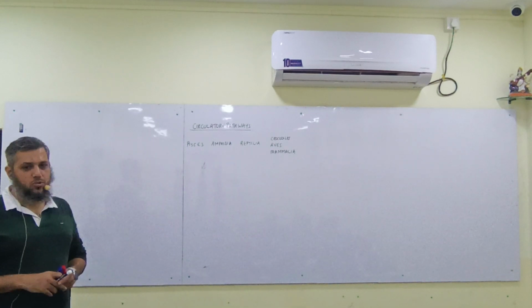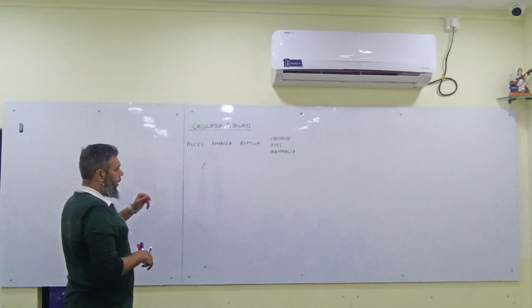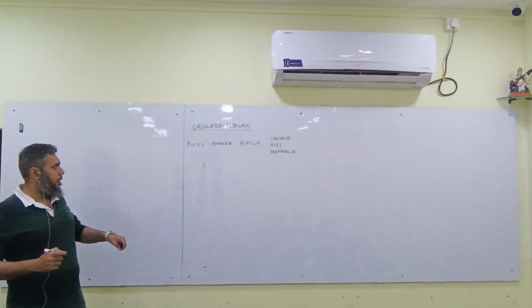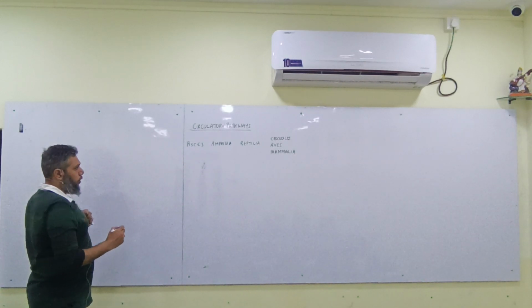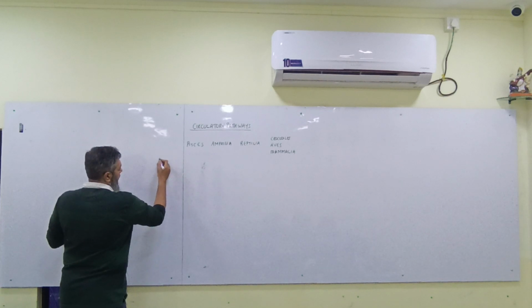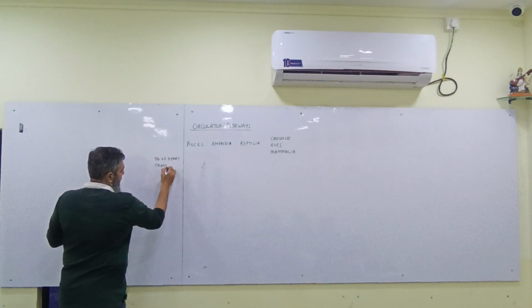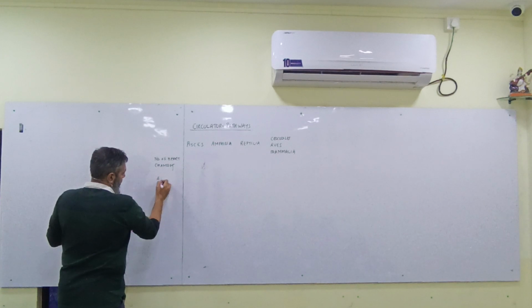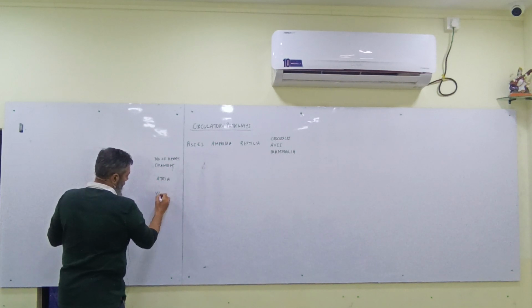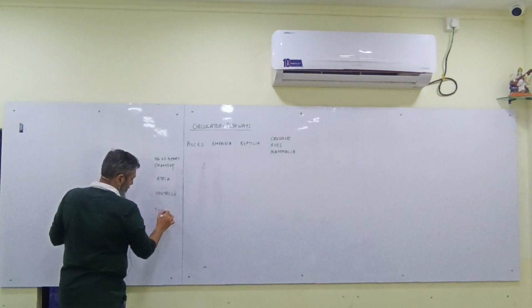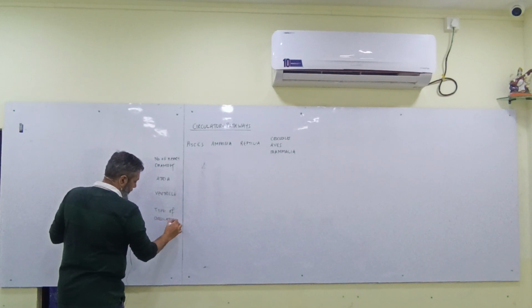Good. So now, let us discuss the circulatory pathways. Some of the things I have already told you. So, what are we going to discuss? We'll talk about the number of heart chambers, the atria, the ventricles, and the type of the circulatory pathway.